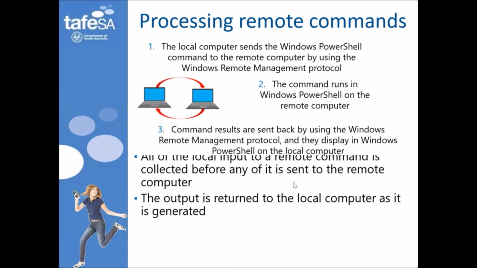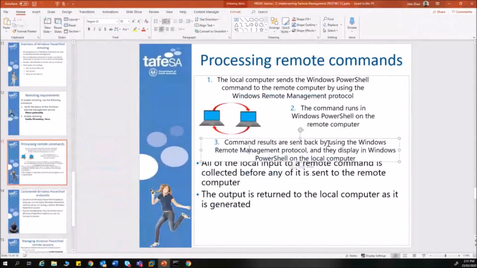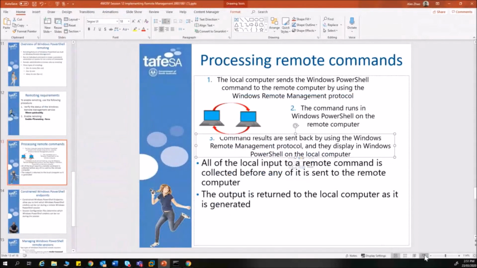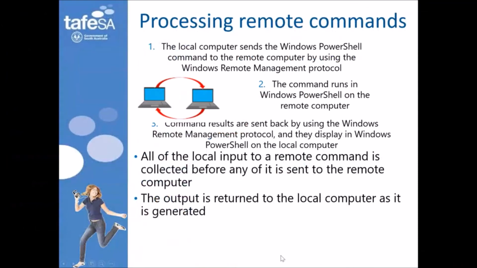When we're processing the remote commands, the local computer sends the PowerShell commands to the remote computer by using the Windows Remote Management protocol. The commands run in Windows PowerShell on the remote computer. The command results are then sent back via the remote management protocol and displayed on the local computer you're using. All local input to the remote command is collected before any of it is sent to the remote computer. The output is returned to the local computer as it is generated.